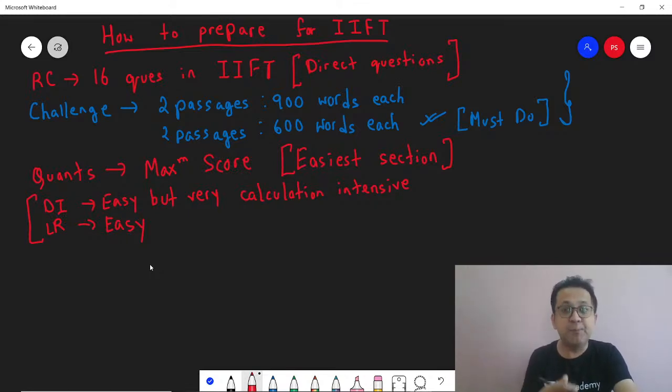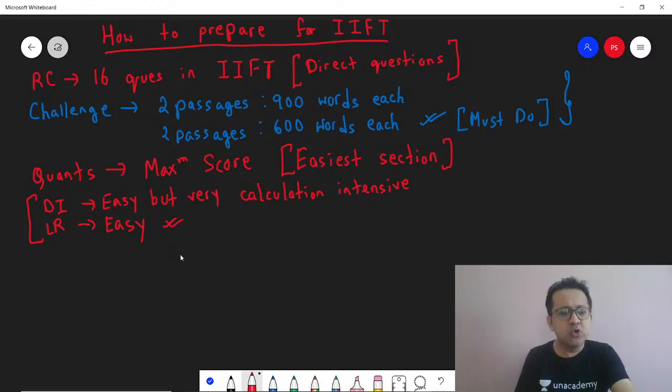As I said, input output, blood relations, direction sense, these types of LR questions. Please focus, please practice. If you practice it well, these are not like your CAT LR, which are very tough. You'll be easily able to solve this.